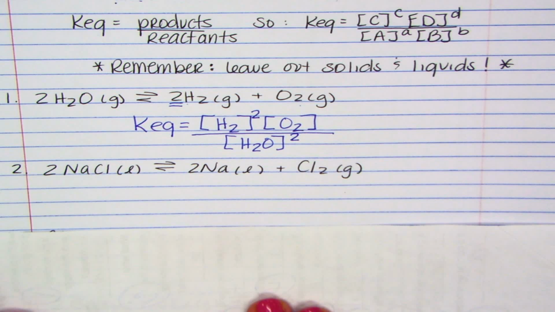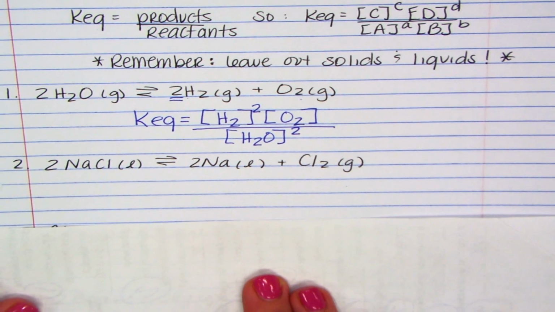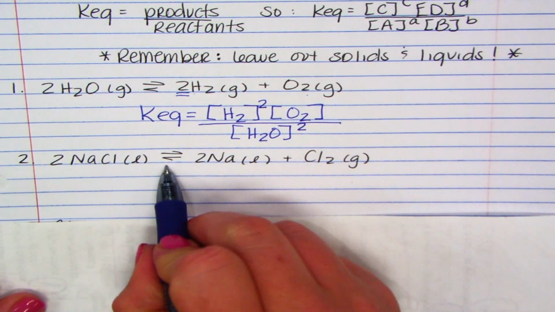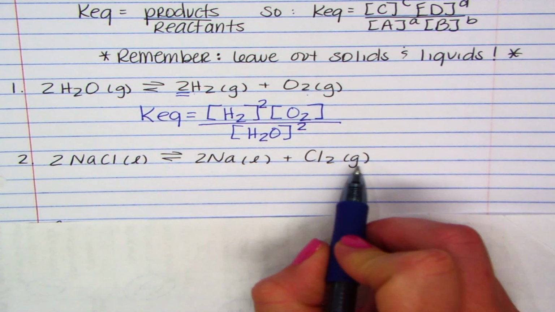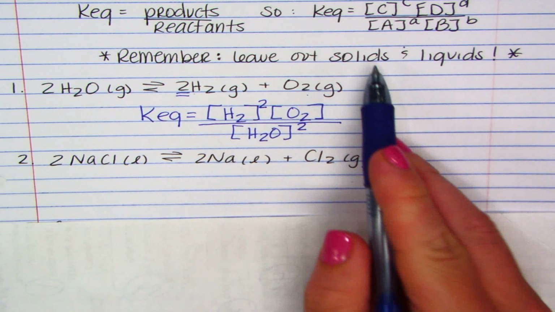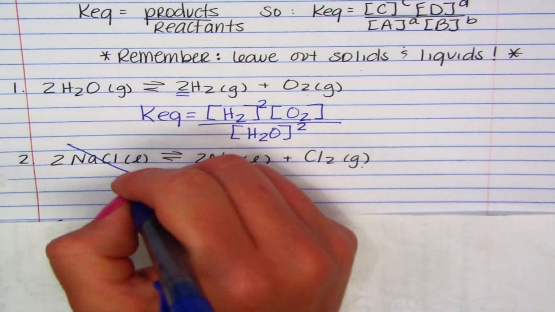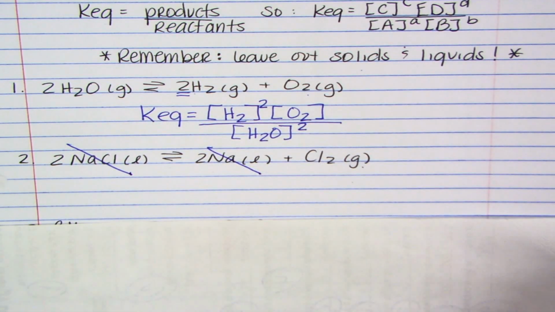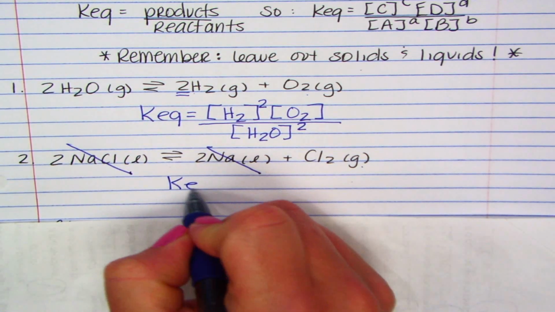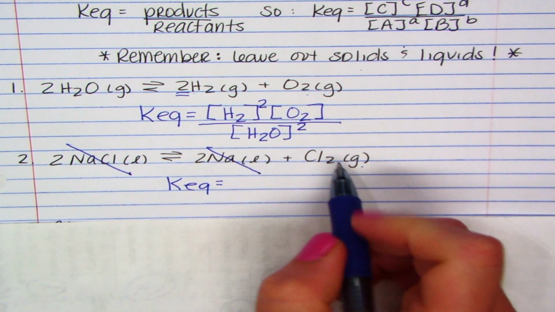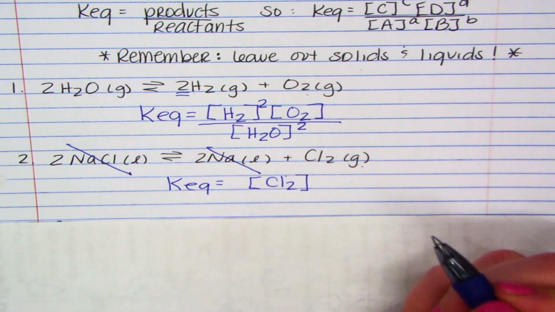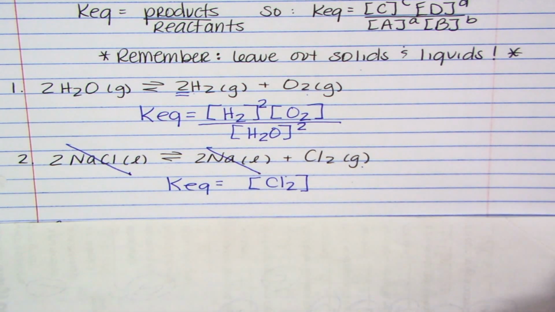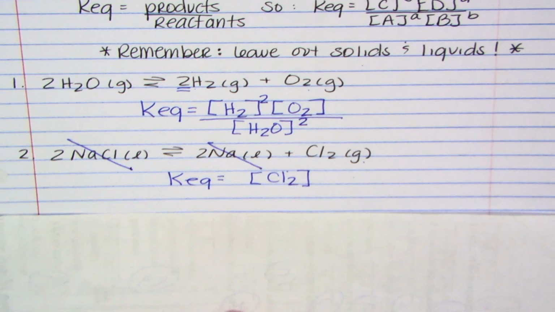All right, let's look at another one. So for this one, we have 2NaCl liquid yields in a reversible reaction 2Na liquid plus Cl2 gas. I know that I'm going to leave out my solids and liquids, so I'm going to cross out this and that because they're both liquids. And what does that leave me with? Keq with my products on top, Cl2. That's it. There's nothing to put it over. You could say that it's over 1, but that's not going to make a difference mathematically.